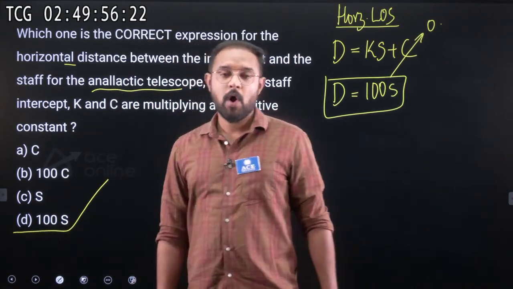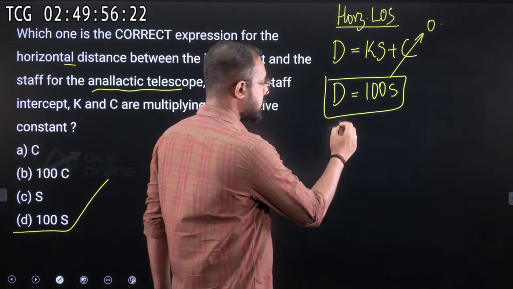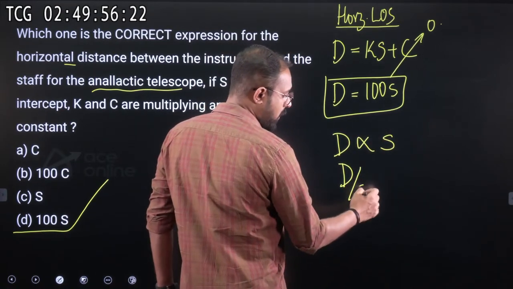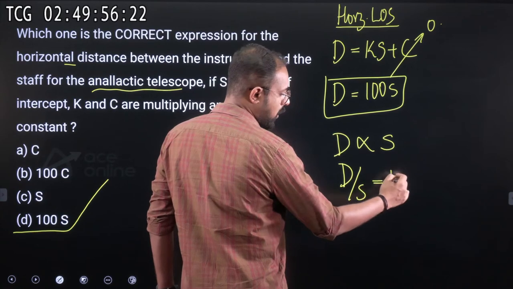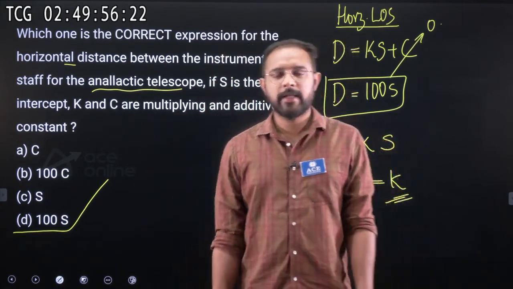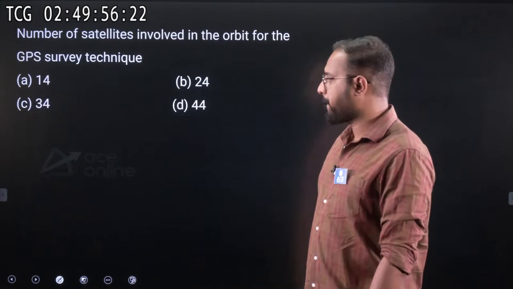This is the principle of fixed hair tachymetry. Distances are proportional to the staff intercept, or the ratio of distance to the staff intercept remains a constant K. That's it. If an anallactic lens is used, that constant remains 100.